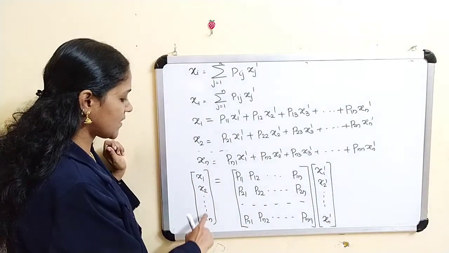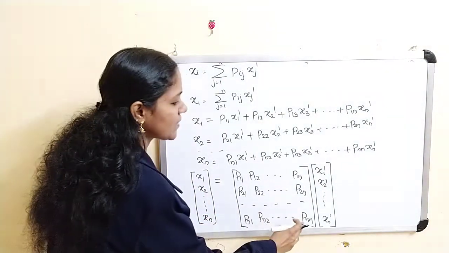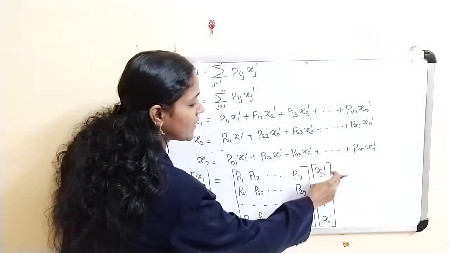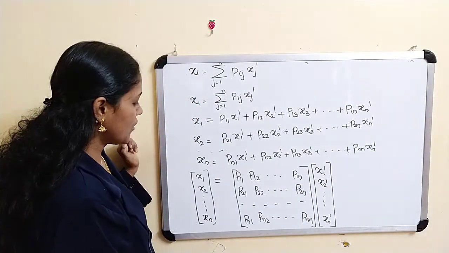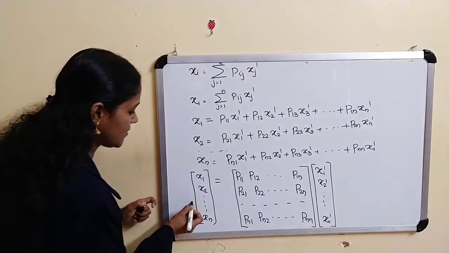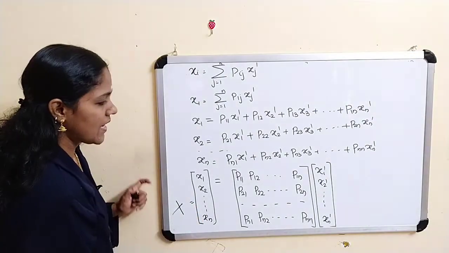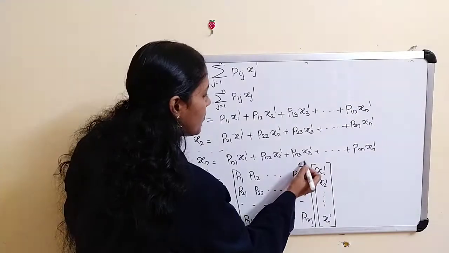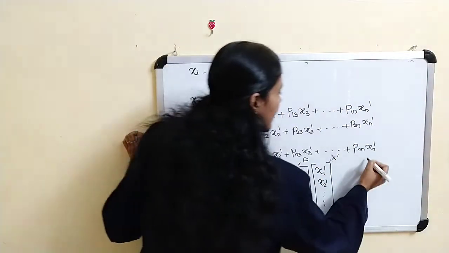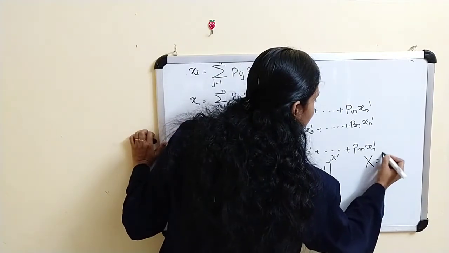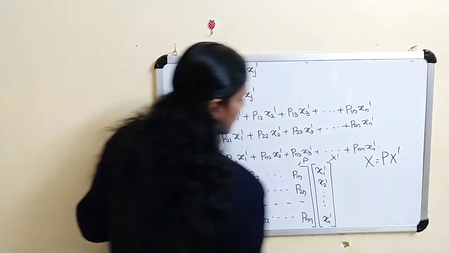So x1, x2, etc., xn is equal to this matrix P into x1 dash, x2 dash, etc., xn dash. Okay. Therefore, if we mark this as capital letter X and this as some P and this as some X dash, what we get? Capital letter X is equal to P into capital letter X dash.